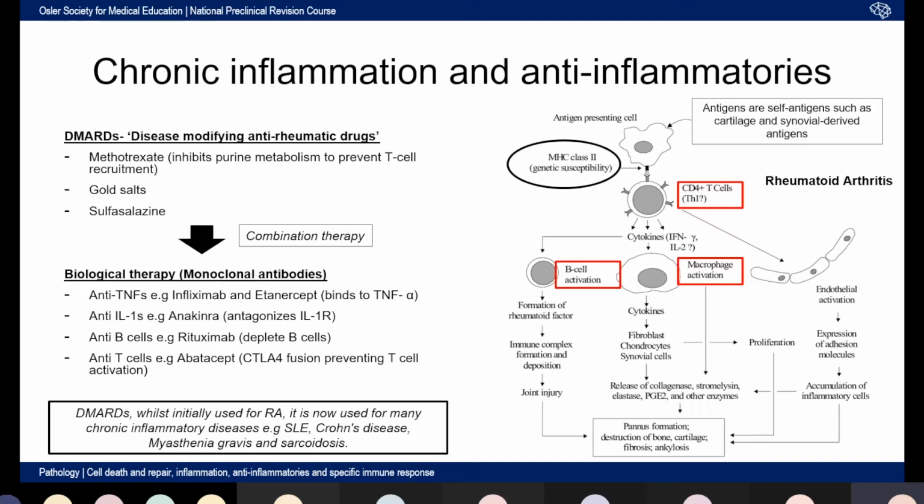Then there's biological therapy. So that's anti-TNFs, anti-ILs, anti-B cells, and anti-T cells.